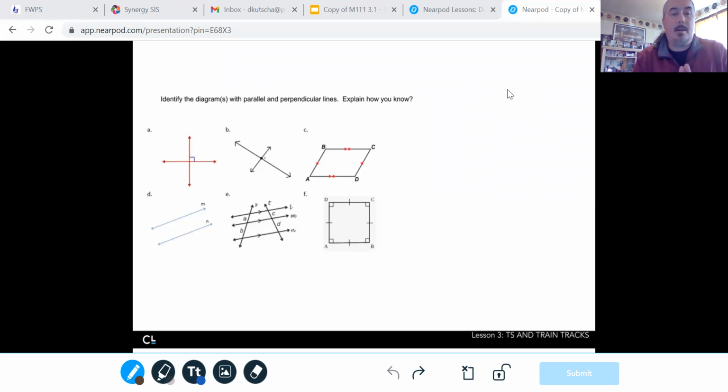But let's look at this. We have all 6 different diagrams, and I'm asking you which ones have parallel or perpendicular lines. So let's go through. Let's look at A. Diagram A: is this parallel, perpendicular, both? Maybe it has both, or there's just nothing to it, or there's not enough information. For A, the answer is definitely going to be perpendicular.